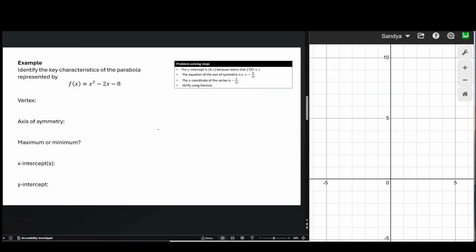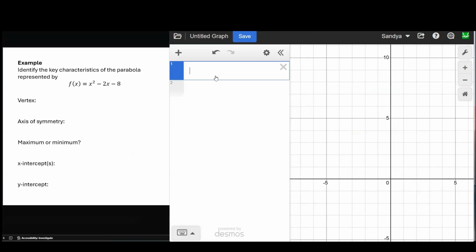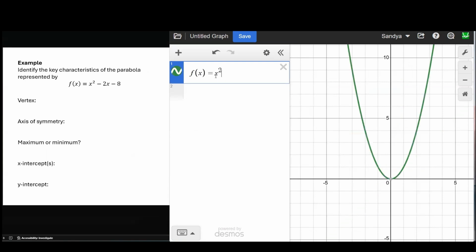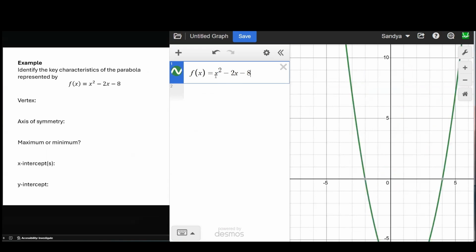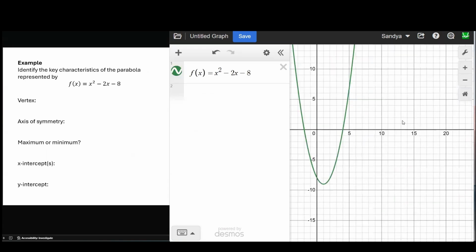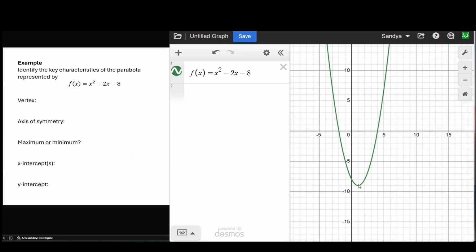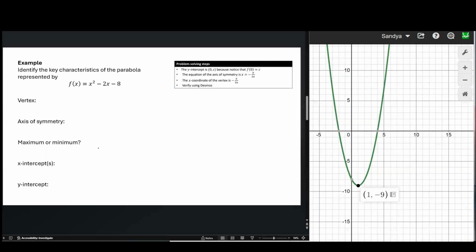So let's identify the key characteristics of the parabola represented by f of x equals x squared minus 2x minus 8. So I'm going to go ahead and go to Desmos, and I'm going to type in this equation. So I have x squared minus 2x minus 8. I can't see everything, so I'm going to zoom out and I'm going to move my parabola over. If I click on this point here, it gives me the coordinates of the vertex. Okay, so I know the vertex is (1, -9).